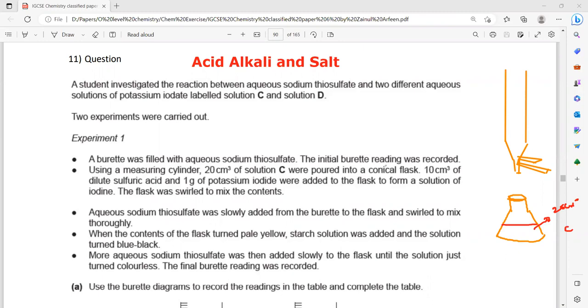Then 10 cm cube of sulfuric acid is also added because this reaction can happen in acidic conditions. That's why sulfuric acid is added here. And 1 gram of potassium iodide is also added, so it will form an iodine solution. The flask was swirled to mix the contents. And in the burette, we have sodium thiosulfate, which is Na2S2O3. That's the chemical formula of sodium thiosulfate.